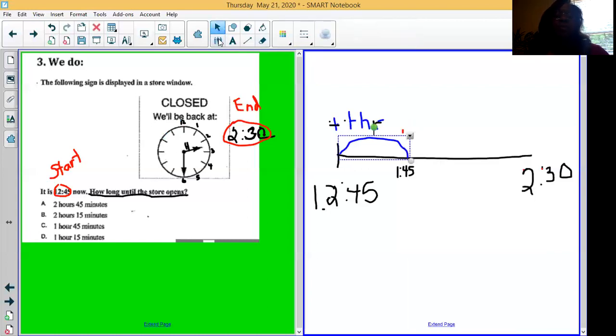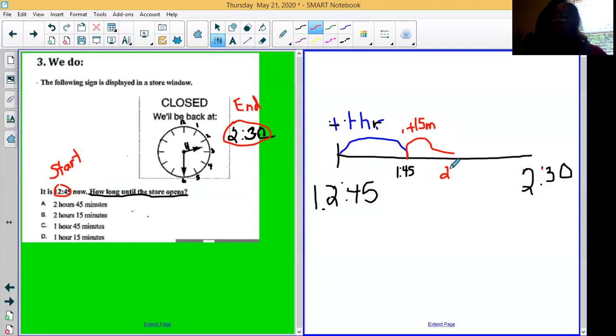So I am going to draw my next jump. All right, and then at the top, I'm going to put plus 15 and make sure you put minutes. I don't want you to get confused. So now we're getting minutes. So 15 minutes later of 1:45 gives me 2 o'clock.